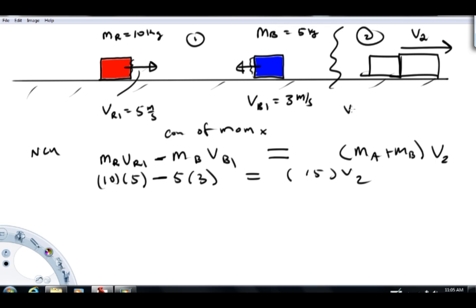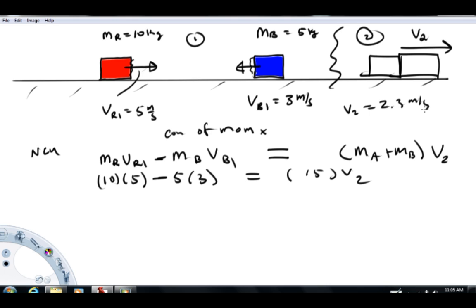I'm going to write this up here. I get about 2.3 meters per second. So the system should end up moving to the right at 2.3 meters per second. Now I'm also going to take a look at the kinetic energies here for this problem.